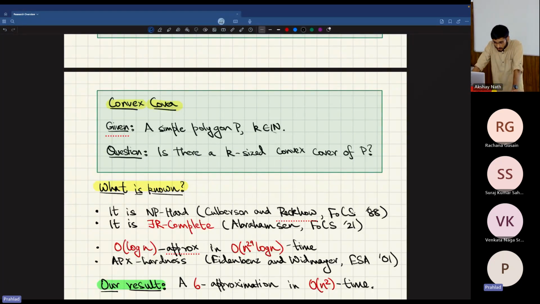And that runs in n power 29-ish time, so horrible running time. And we also know that there is no PTAS for this. So there's an APX hardness in the same paper, ISAAC 2001 by Eidenbenz and Widmayer. So our result is the first constant factor approximation for this problem. And we're particularly proud that it's a small constant. And it runs in reasonable time.